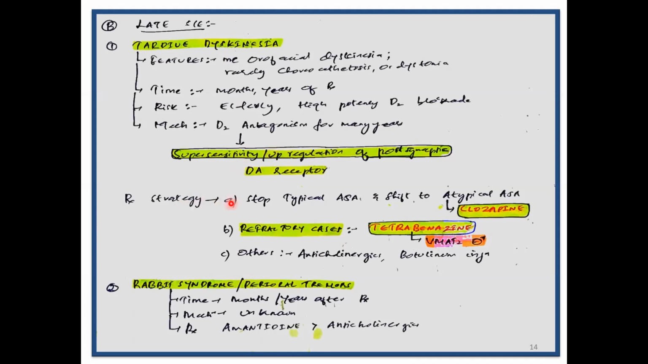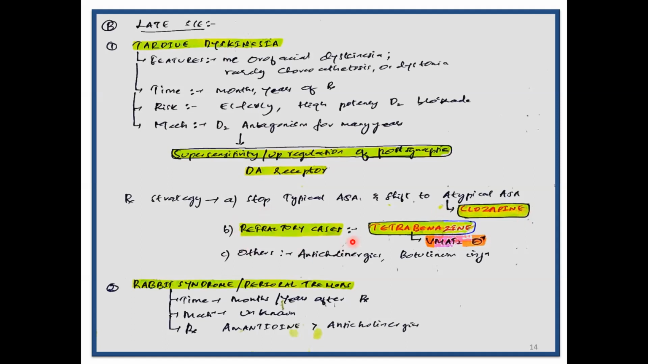What is the treatment strategy for tardive dyskinesias? It is to stop the typical antipsychotic agents and to shift to the atypical antipsychotic agents. The most often used is clozapine. It has been seen that clozapine has the least tendency to cause tardive dyskinesias. The reason being it has a partial agonistic activity at the level of the D2 receptor. You will see that it is one of the few drugs which has a partial agonistic activity at the D2 receptor among the entire antipsychotic agents.